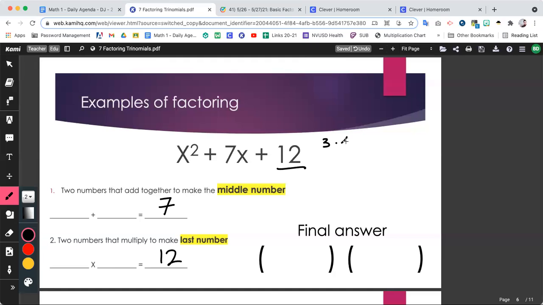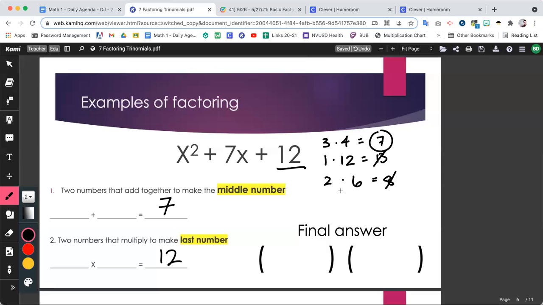3 and 4, 1 and 12, 2 and 6. Okay. Now, if I look at these options, it should be pretty clear which one is going to add up to 7. But let's just say we didn't know, for example. If I added 2 and 6, what would that give me? 8. That's not going to work. 1 and 12, add 13. That's not going to work. But 3 plus 4, that gives me 7.